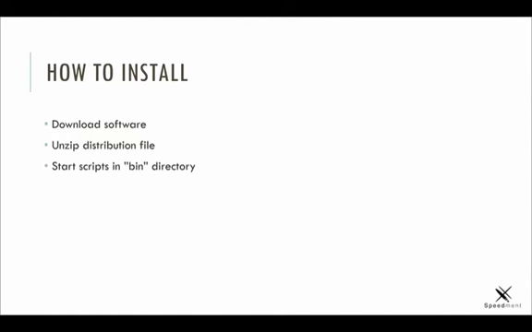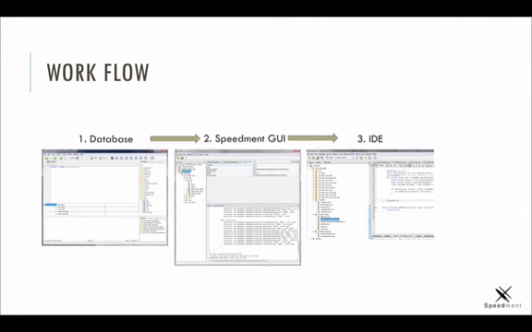So how to install it? Well, it's very easy. You download the software, unzip the distribution file, and you start a script in the bin directory. So it looks like this, the flow. You have a database. You start the GUI, Speedment GUI, and select tables and everything you want to use. And just click a button, and then you will import everything that's been generated into your favorite IDE like Eclipse or IntelliJ or NetBeans.